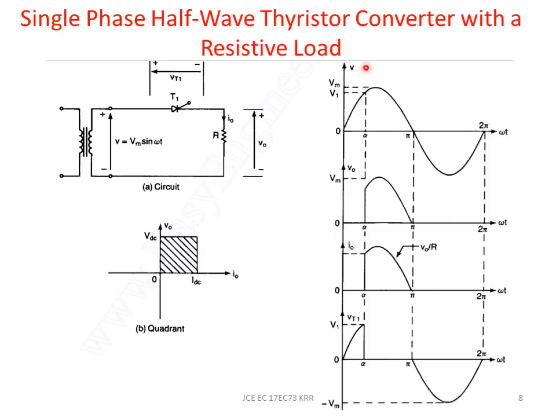Here the waveforms are shown with respect to the input. We are looking at the secondary of the transformer, that is Vm sin omega t. This is your sine waveform, and this is the output voltage across the load. The output voltage will be the same as the input if this thyristor conducts, because the thyristor works as a switch. When it turns on, it short circuits and the resistor comes across the input. So whatever is at the input will come at the output, provided the switch is closed, that is, the thyristor is on.